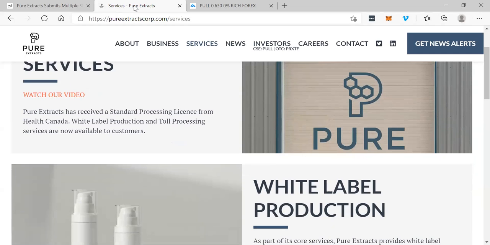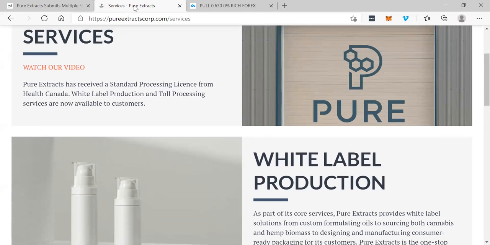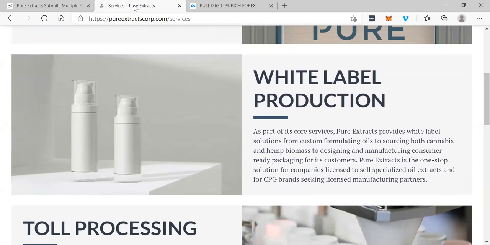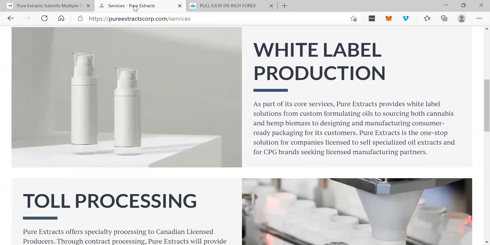Pure Extracts has received a standard processing license from Health Canada. White label production and toll processing services are now available to customers. What is white label production? As part of our core services, Pure Extracts provides white label solutions, from custom formulating oils to sourcing both cannabis and hemp biomass to designing and manufacturing consumer-ready packaging for its customers.